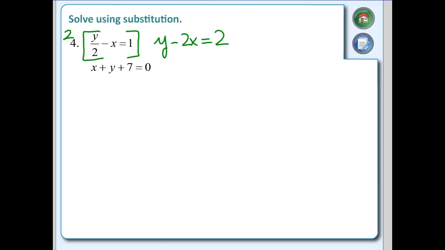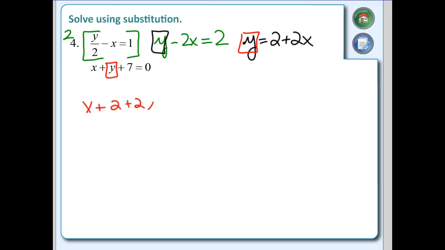Everybody understand what we did? And now that's pretty easy to get y alone. We've just got to add 2x to the other side. So y equals 2 plus 2x. So once again, if I don't have a variable already isolated for me, I need to do that. Now, we're going to take this y and we're going to substitute it into the other equation. So what does that look like? Well, we've got x plus y. Well, y is 2 plus 2x, plus 7 equals 0.